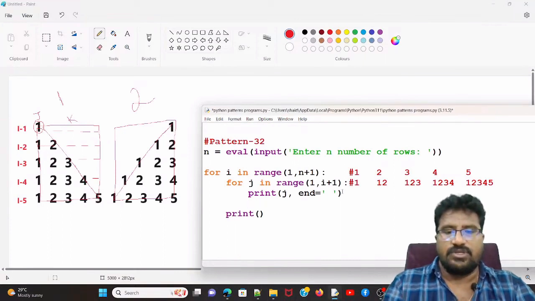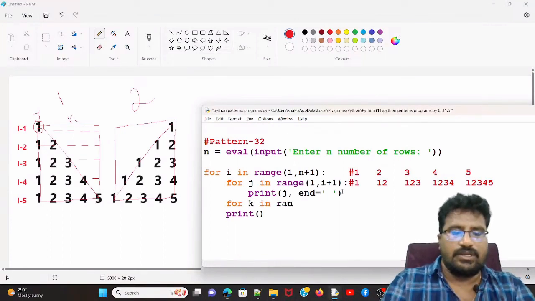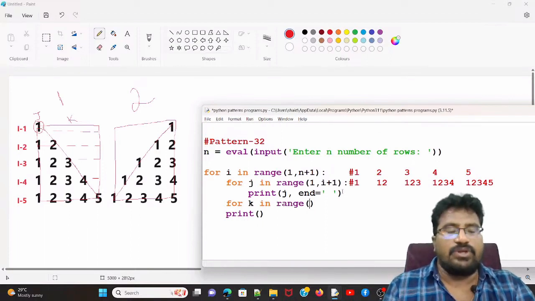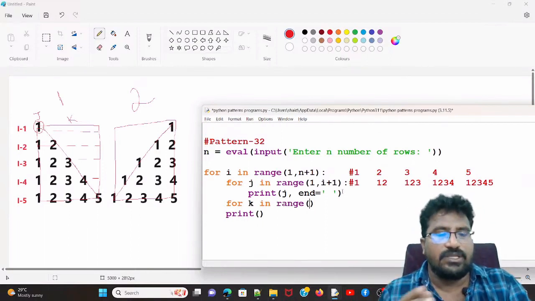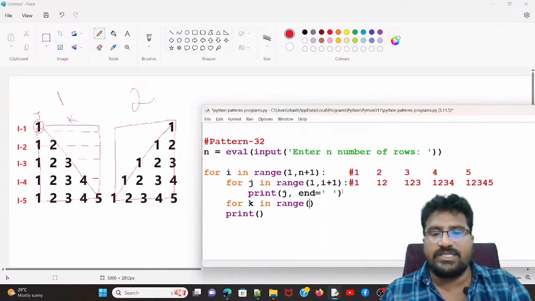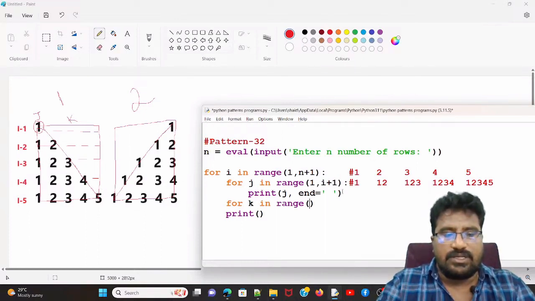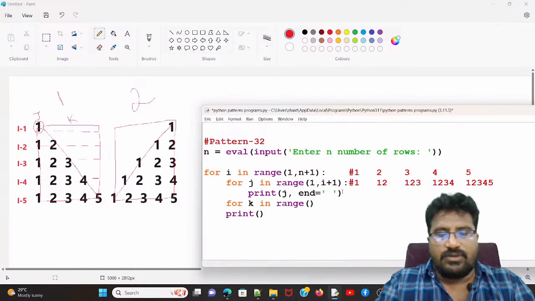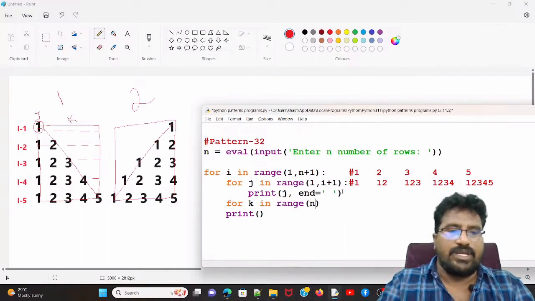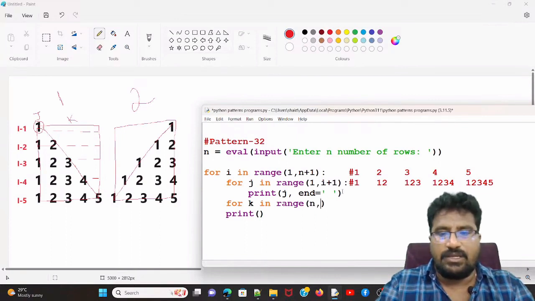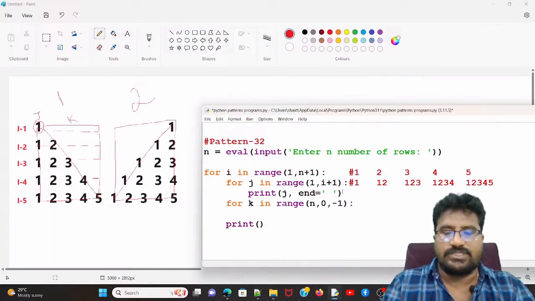I'll take here for K in range of. First time required only 4. First time 4, then 3, then 2, then 1. Decreasing, right? I will take the starting value. Suppose n, for example, guys. Starting value n, right? Then the end value, I'll take 0, end value 0, then minus 1, then minus 1. All of you observe. So what I want to display is space display, right?